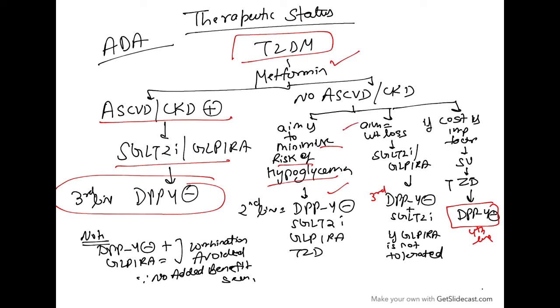When the aim is weight loss, then SGLT2 inhibitors or GLP-1 receptor agonist is second line, and then third line could be DPP4 inhibitors, and DPP4 inhibitors can be given only in combination with SGLT2 inhibitors, not with GLP-1 receptor agonist. We have to note that the DPP4 inhibitor and GLP-1 receptor agonist combination is avoided. Why is it avoided? Just because there is no added benefit seen. Now, if the cost is an important factor, then sulfonylurea is second line, third line is thiazolidinedione, and the fourth line will be DPP4 inhibitors here.